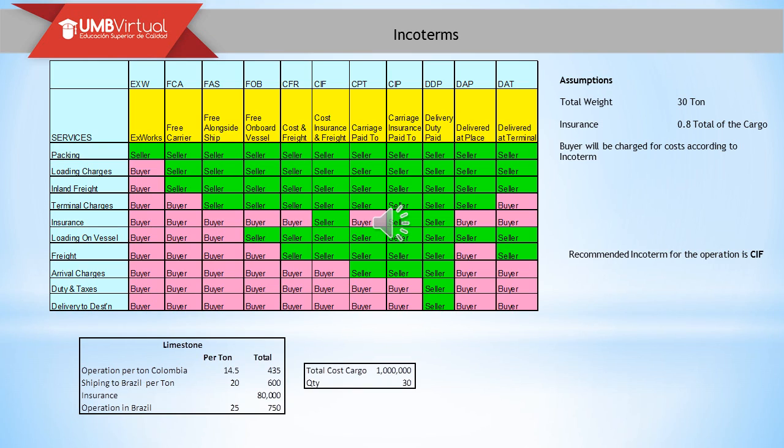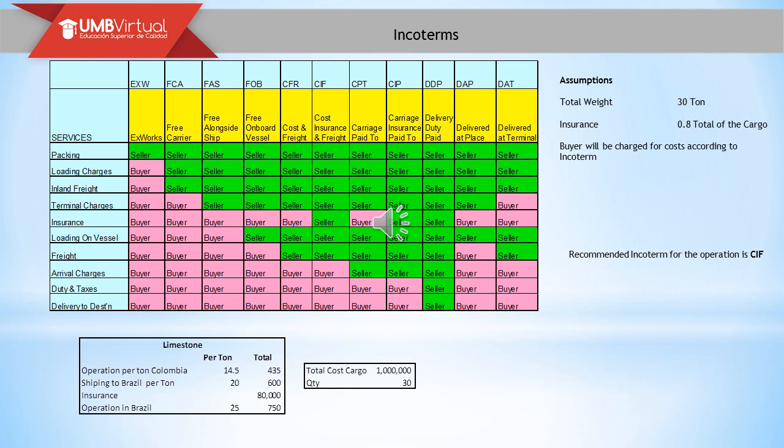Great. The first step of the case is to pick an Incoterm for exporting this material from Colombia to Brazil. So, in order to do this, the first thing that I'm going to do is to make some assumptions, as you can see in the right side of this chart.